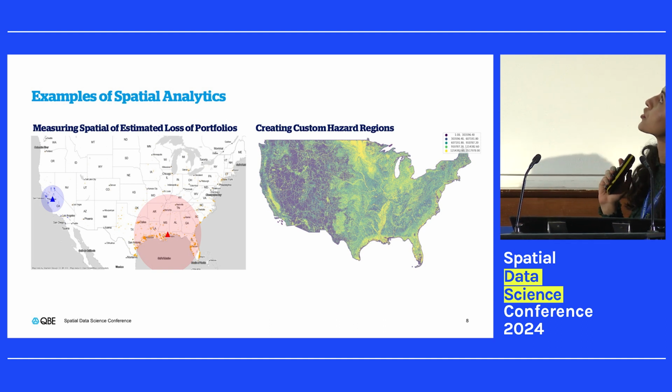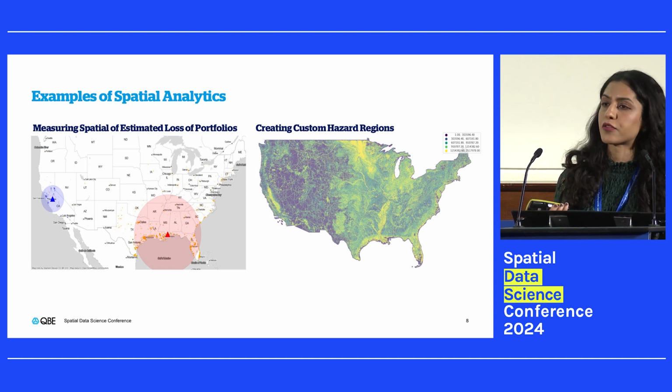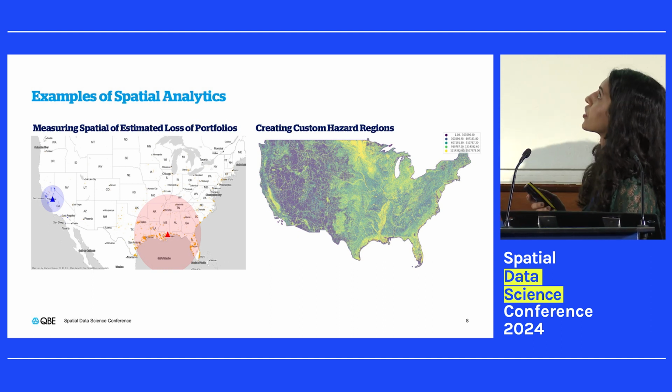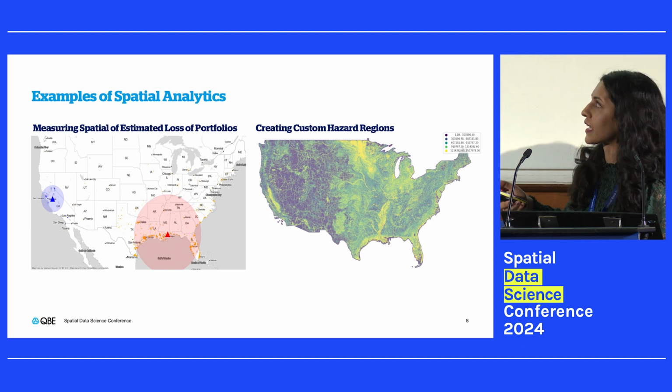The second example shows custom hazard maps. So we can create custom hazard maps for certain types of risk to better understand the risk distribution, and then to put in steps to manage that risk in a better way.